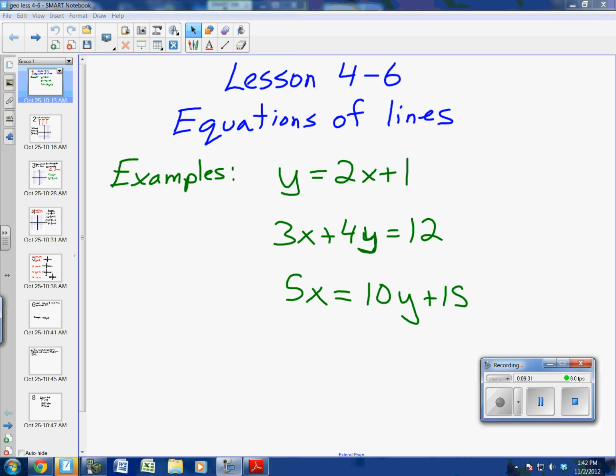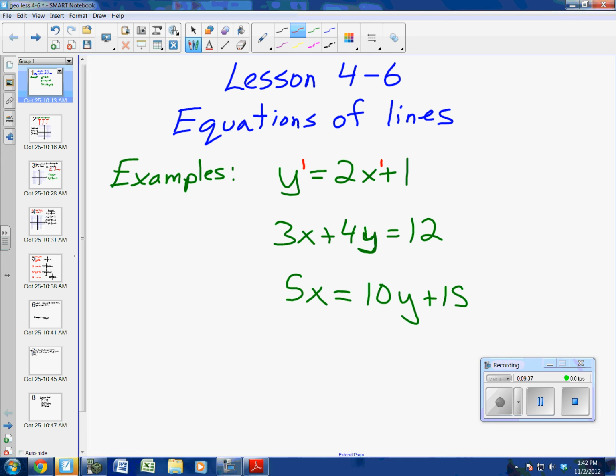On this equation, y equals 2x plus 1. Notice that y is to the first power and x is to the first power. Anytime both y and x are to the first power, the graph is going to be a line. If you look at this one right here, x is to the first power and y is to the first power. The graph of that's going to be a line. On this one right here, x is to the first power, y is to the first power. So the graph of that is going to be a line.